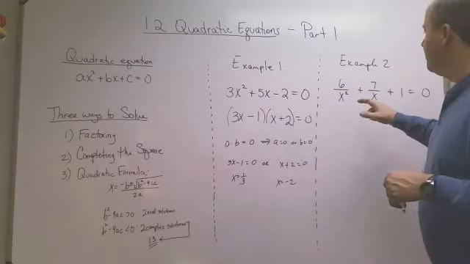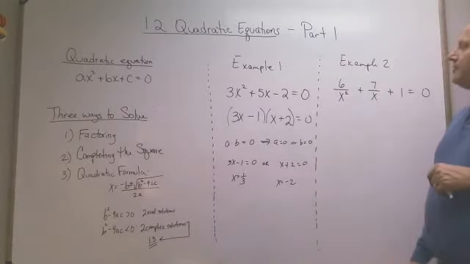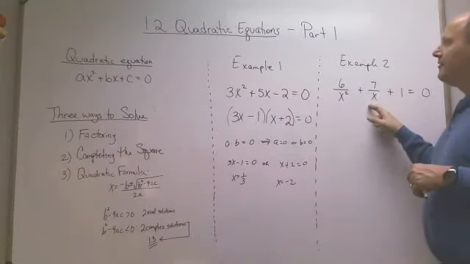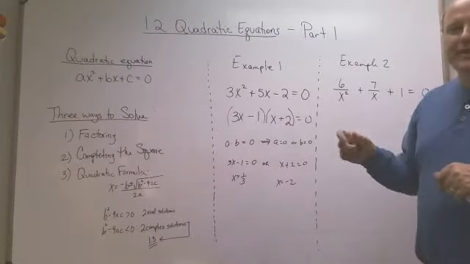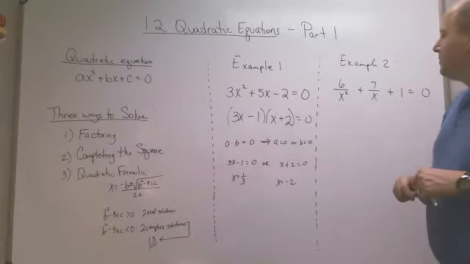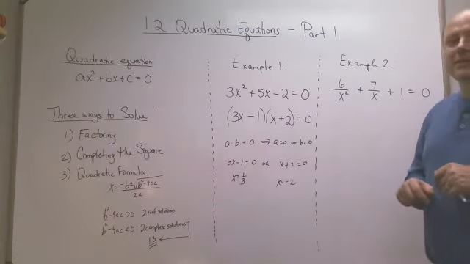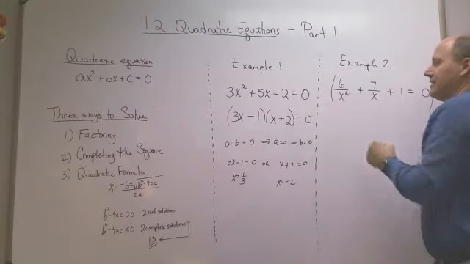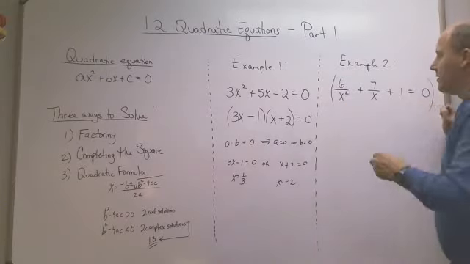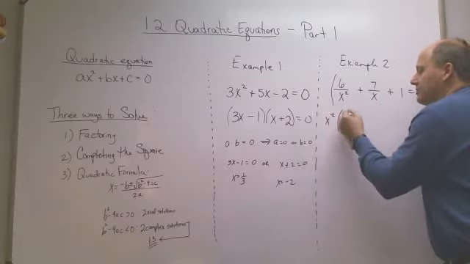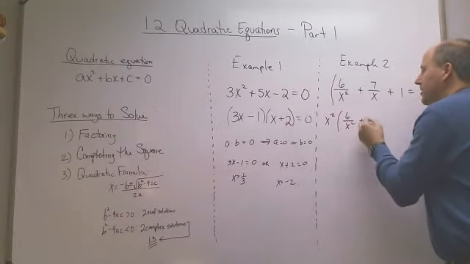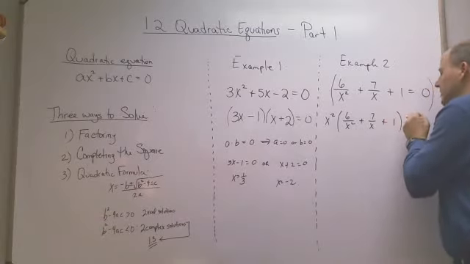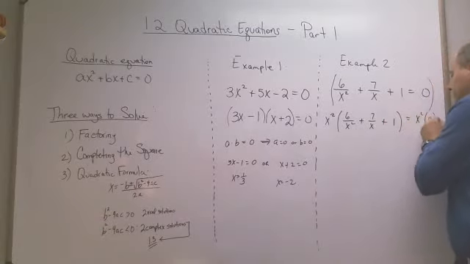And in example 2, yeah, well, that looks rough. Well, not really. This one's got a little bit of flavor of section 1.1 when the fractions were here. So what I'm going to do is multiply by the least common multiple, much like I did in 1.1. If I multiply both sides by the least common multiple, that's x squared. So x squared times 6 over x squared plus 7 over x plus 1 equals 0. So it'd be x squared times 0 as well.